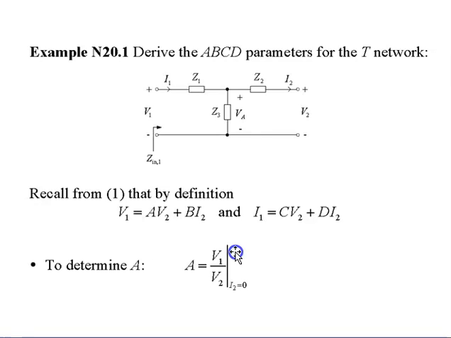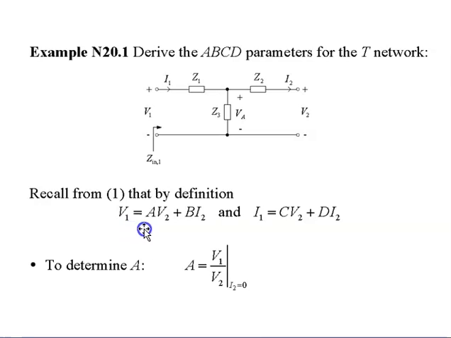Now let us look into the example. So please derive the ABCD parameters for the T network given in the figure. So here you will have the first port, which is V1, I1, and then you have Z1, and then this one is Z3 with VA plus minus over here, and at port 2 you have V2 and I2, and then there's a Z2 over here. Okay, so how do you derive?